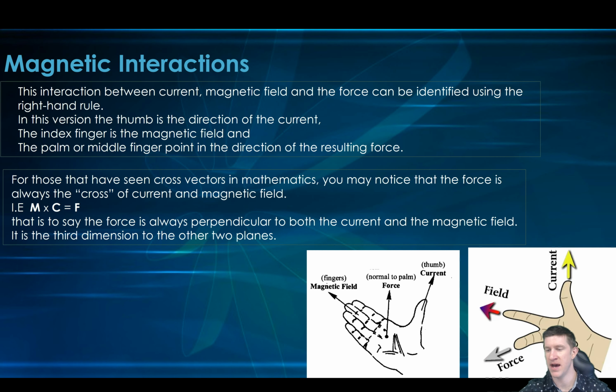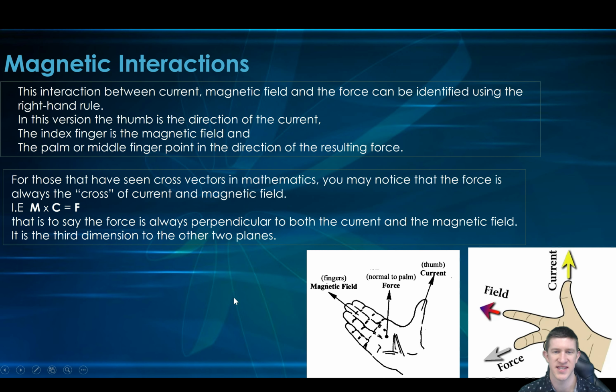Some people just use the palm, and you've got your thumb in the direction of the current, which it always is, finger or fingers in the direction of the magnetic field, and then the palm points in the direction of the force, or you can use the 3-finger version, either way. So this is an expansion. The right-hand rule that we talked about earlier is often called the right-hand curl rule. So direction of the current, fingers curl around in the magnetic field direction. In this one, we've got the 3 to signify current, magnetic field, and force.